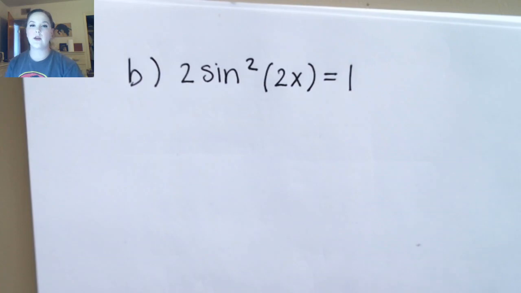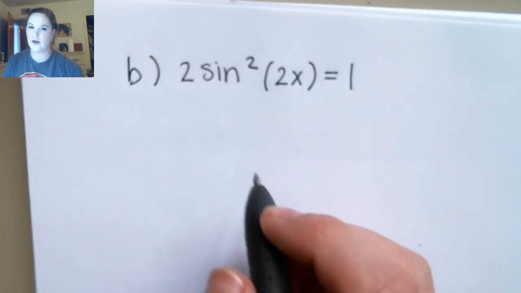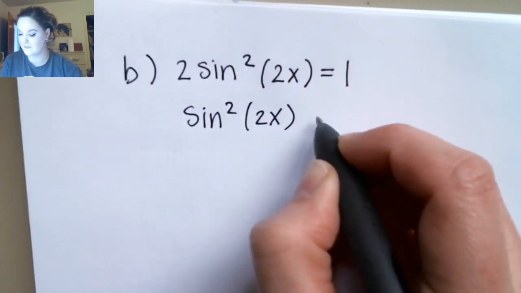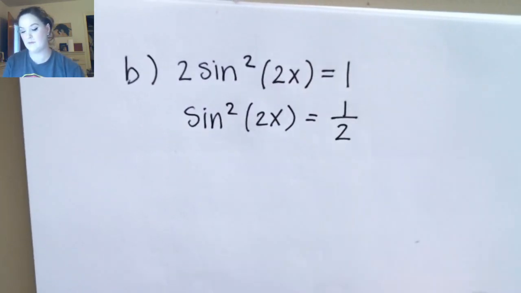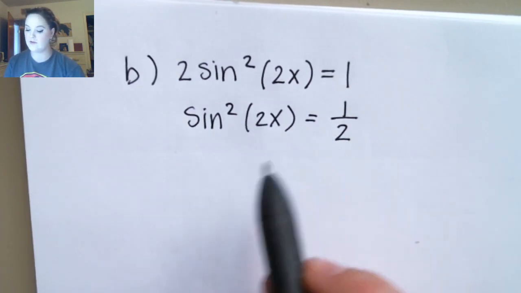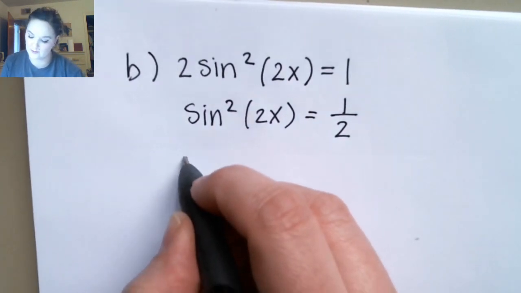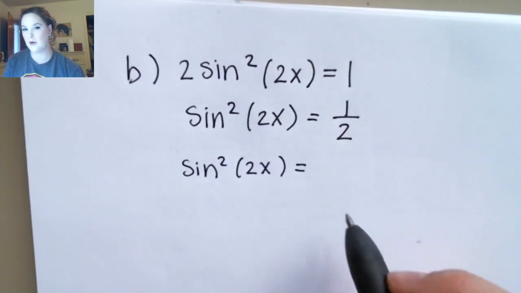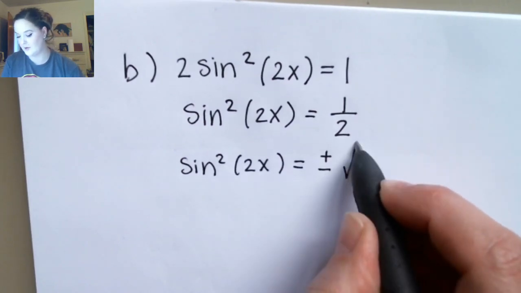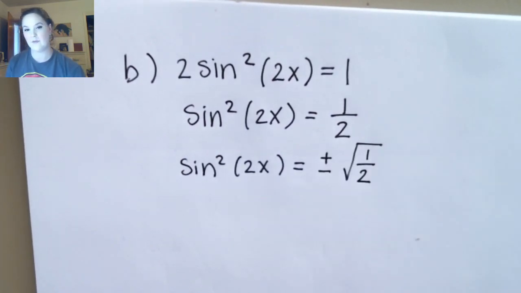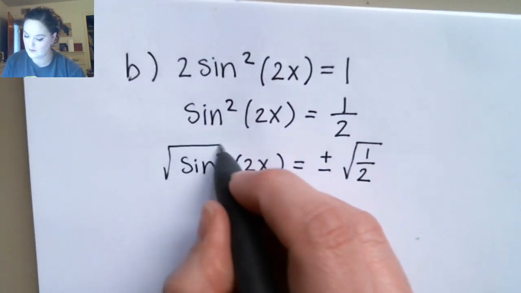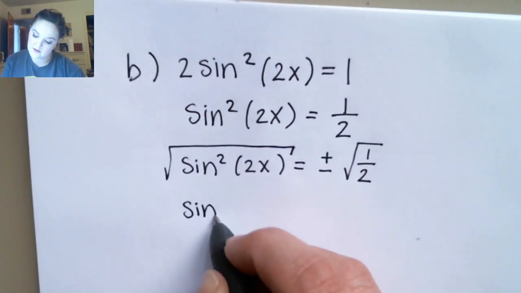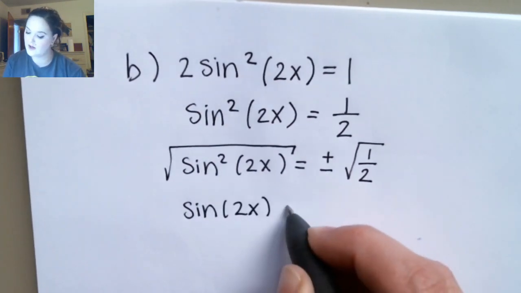Okay, so again, I need to isolate sine before I do anything else. So I'm going to divide by 2. Okay, and I still have sine squared, so I'm going to take the square root of both sides. Okay, and I'm going to remind you not to forget about the plus or minus from my square root. So now we're going to simplify both sides. Square root of a square is just the radicand.